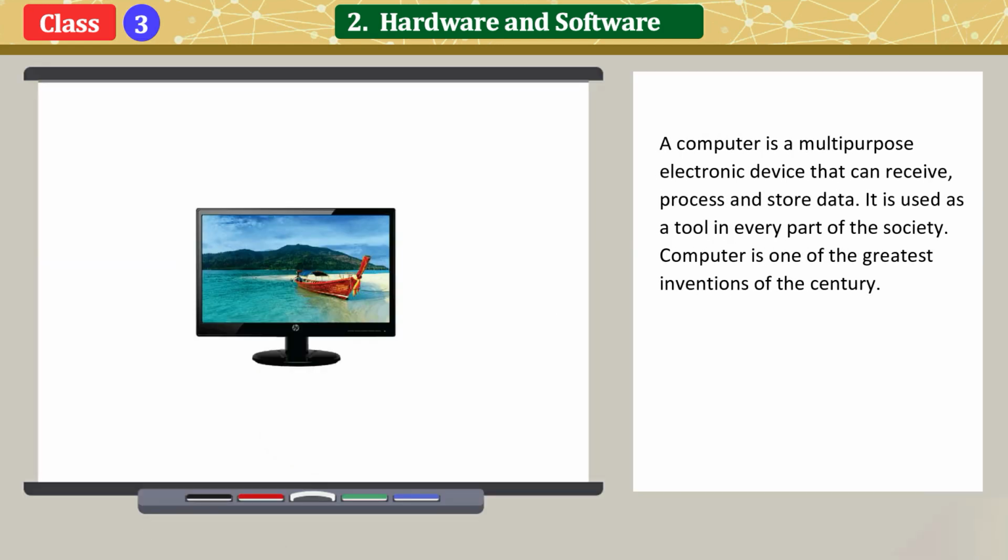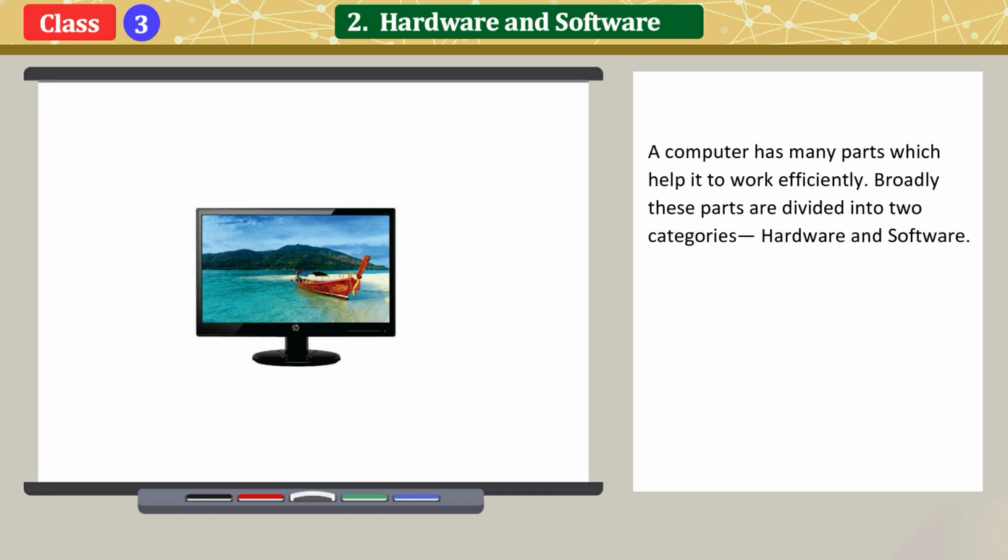A computer is a multipurpose electronic device that can receive, process and store data. It is used as a tool in every part of the society. Computer is one of the greatest inventions of the century. A computer has many parts which help it to work efficiently. Broadly, these parts are divided into two categories, hardware and software.